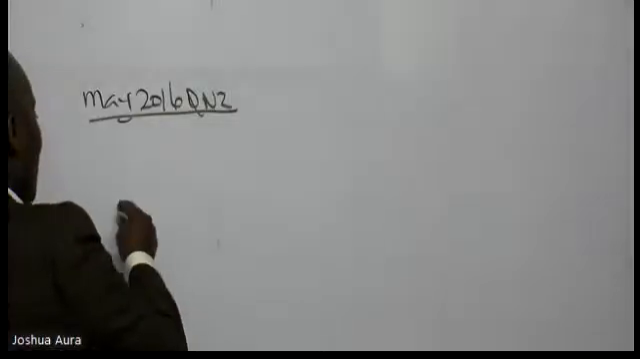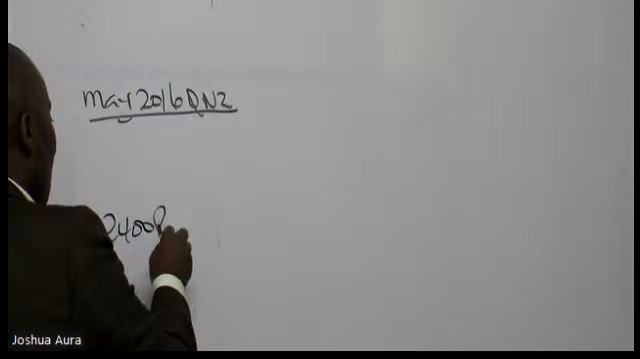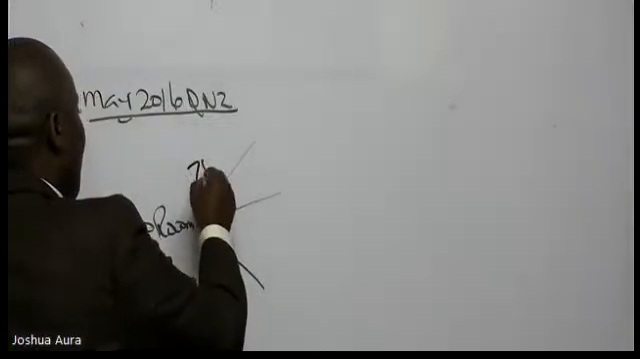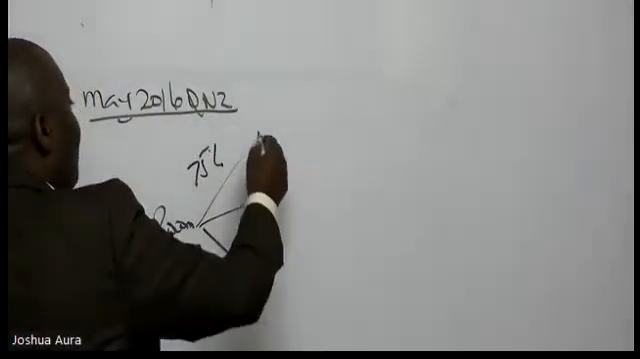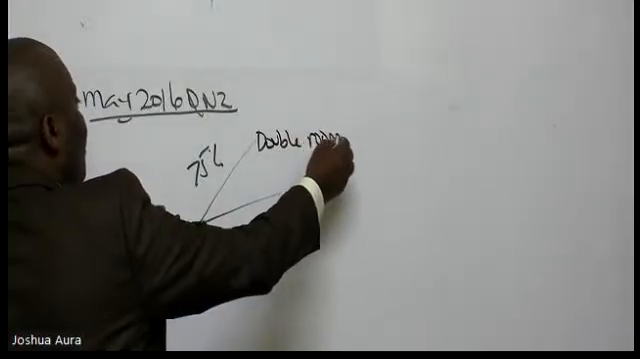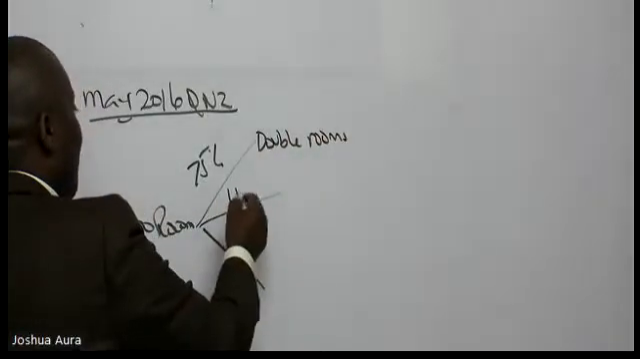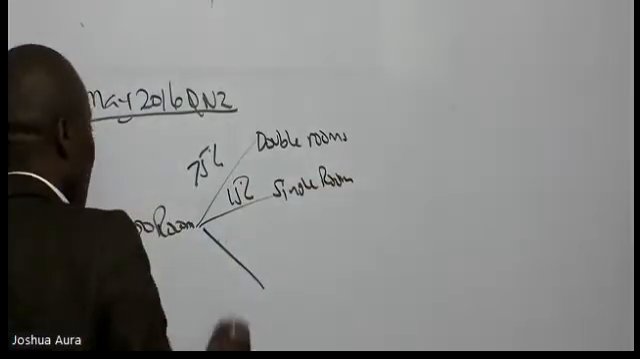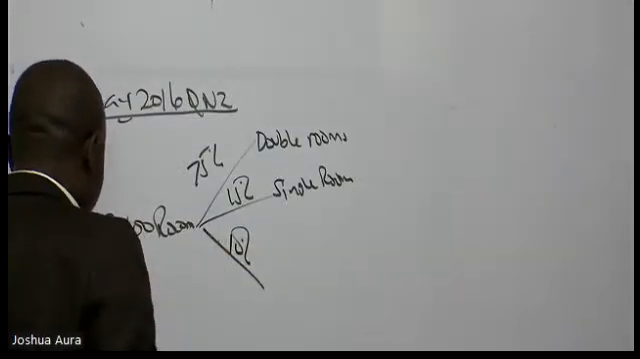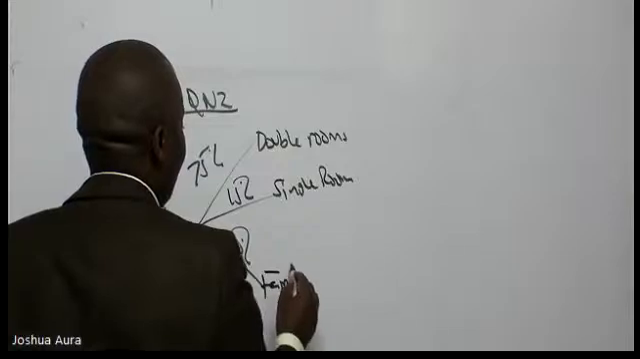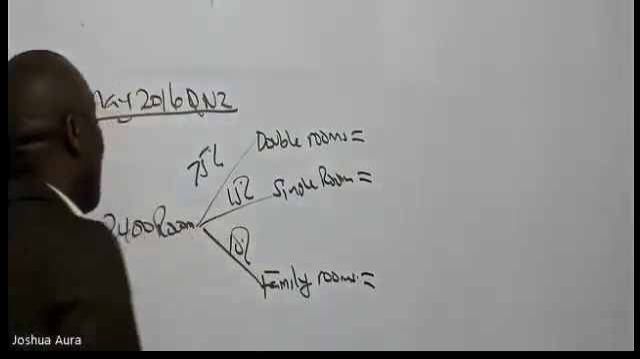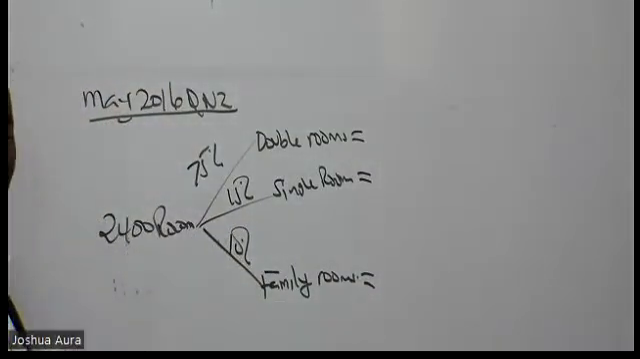So out of these 2,400 rooms, we know that 75% are double rooms, 15% are single rooms, and then 10% are family rooms. So could you kindly give me these figures? So 75% of 2,400 gives us how many double rooms?